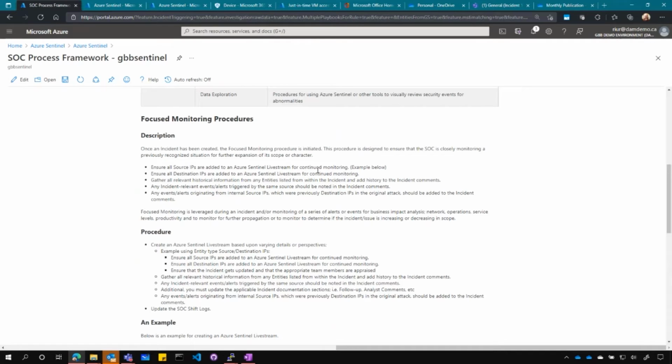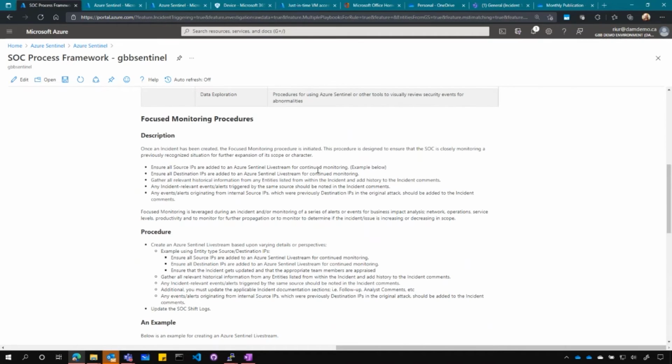Do I turn it into an analytic, or should I use it as a hunt query? Should I take this and turn it into some type of an incident? Should I use it to gather more evidence and apply it as a bookmark and attach it to an ongoing investigation? The focused monitoring procedure really allows the analyst a little bit of flexibility to think about what they can go after and closely monitor.